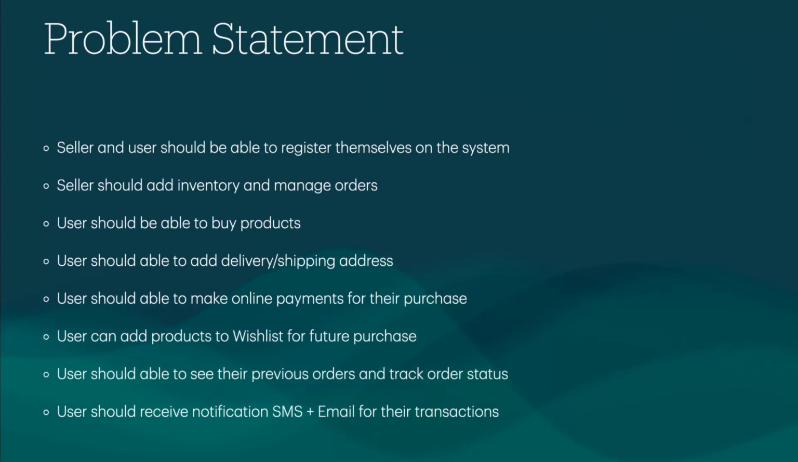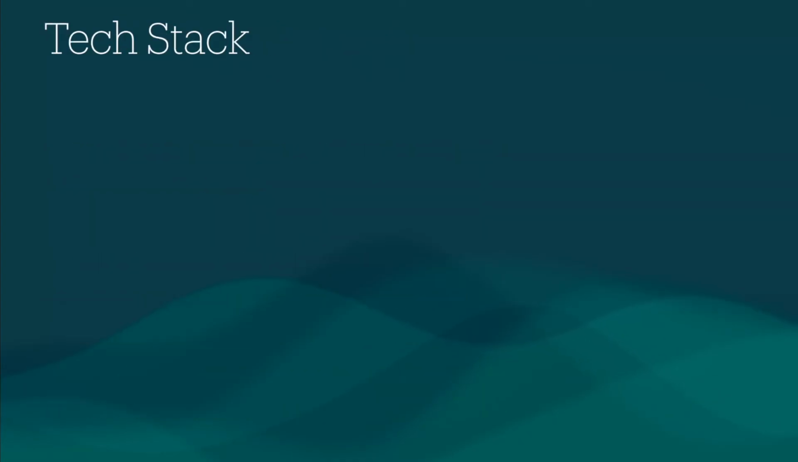Users should be able to add delivery or shipping addresses. Users should be able to make payment online for their purchase. Users can add products to a wish list for future purchase. This feature you have seen in most online shopping stores. Users should be able to see their previous orders and track order details. Users should be able to receive notifications for their transactions.